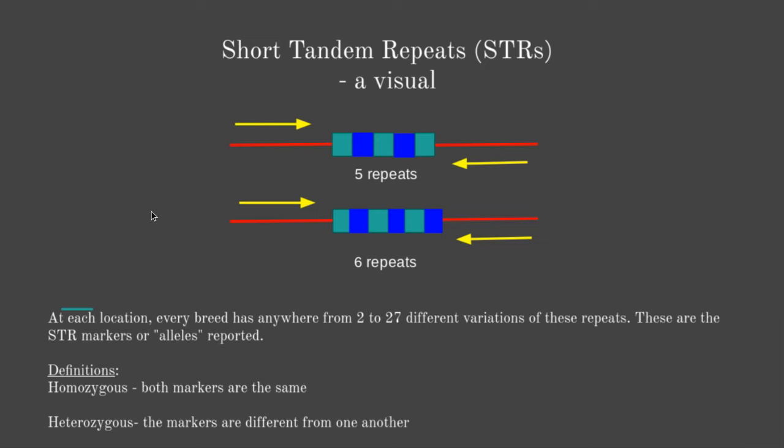At each location, every breed has anywhere from 2 to 27 different variations of these repeats. These are STR markers, or the alleles that are reported. Again, this is a heterozygous dog, so the markers are different from one another, the alleles. And a homozygous dog would have, say, 5 repeats and 5 repeats. Now, I just said 5 and 6 repeats so that I didn't have to make more blocks, but it can be very many different repeats.